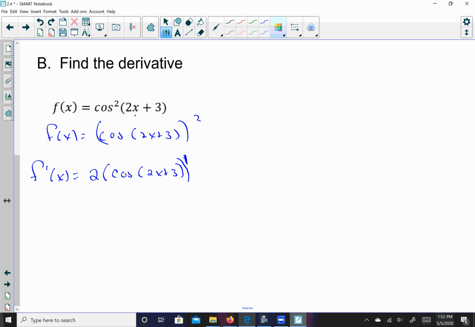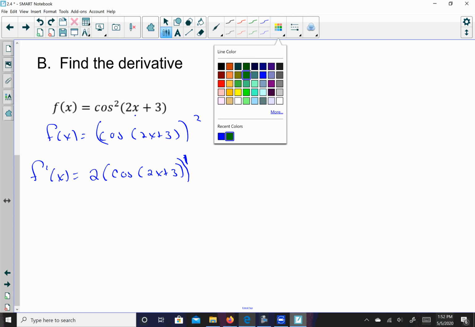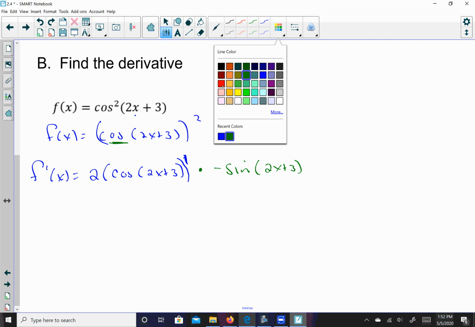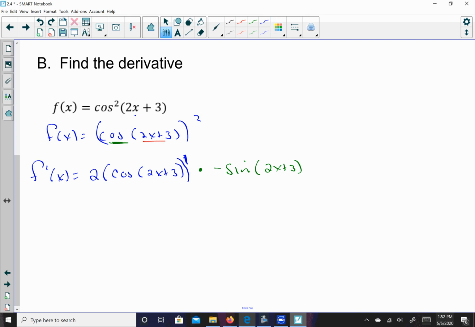Then I'm going to switch colors here because the next function I have is cosine. So the derivative of the cosine would be negative sine. So I'm going to multiply this by negative sine and then leave that parenthesis alone, 2x plus 3. And the last thing I have going on is this x in here being multiplied by 2 and adding 3. So the derivative of this 2x plus 3 is just simply 2. So I'm going to multiply this by 2.